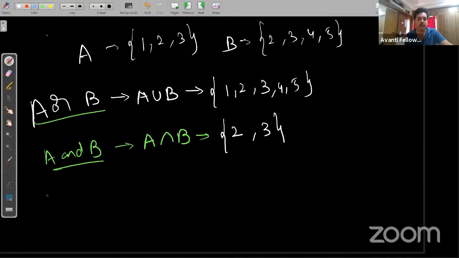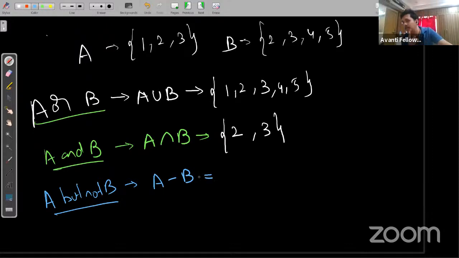Now, the last one is very important: A but not B. This is very, very important, guys. It is called A minus B. It should be present in A, but it should not be present in B. What are such elements? It is only the element 1, because 2, 3 are present in B, right? Guys, clear? Very good, guys. Understood, right?